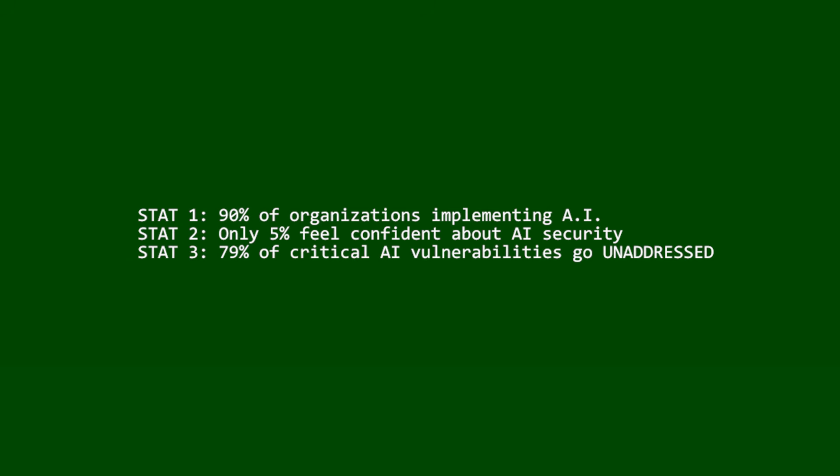That third one, that's insane. 79% of critical vulnerabilities just sitting there. That's the highest rate of any technology category. AI security right now is basically the Wild West. But enough theory, let's see this in action.